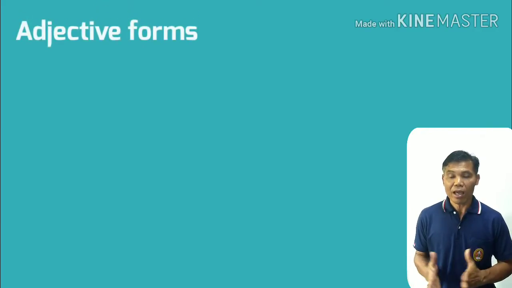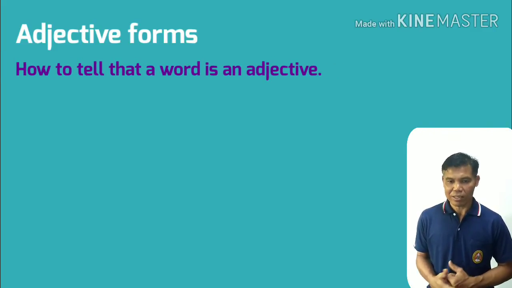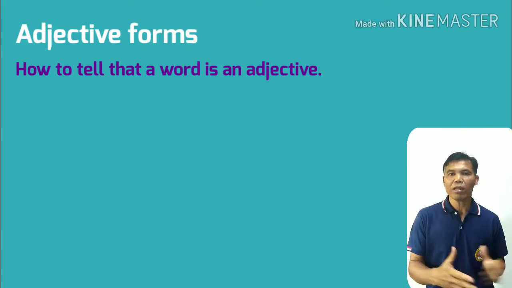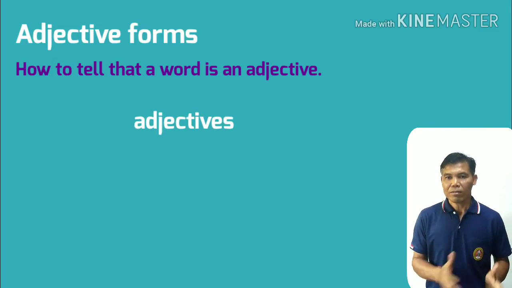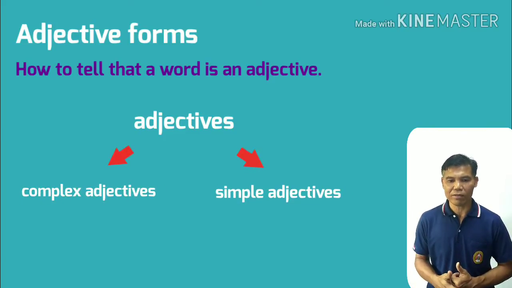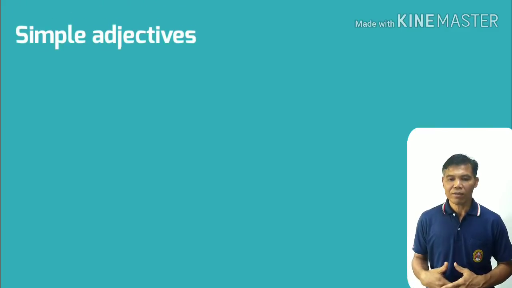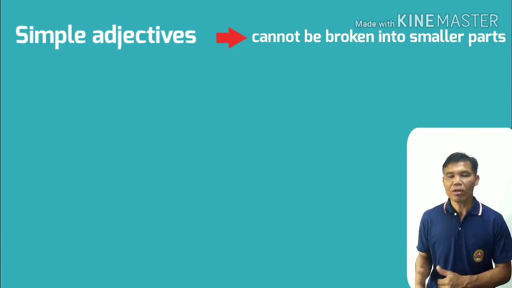And the next important thing to know about adjectives is their forms. So, how can we know it is adjective? How can we tell the word that we haven't seen before is an adjective or not? Like a noun, an adjective can be grouped into 2 types, a complex adjective and a simple adjective. A simple adjective is an adjective that can only have one part. It cannot be broken into a smaller part.